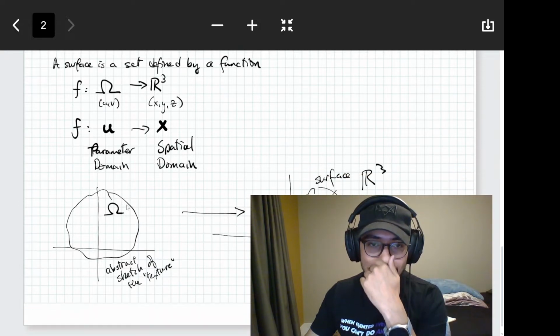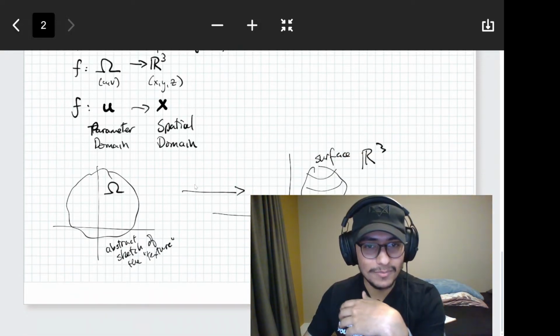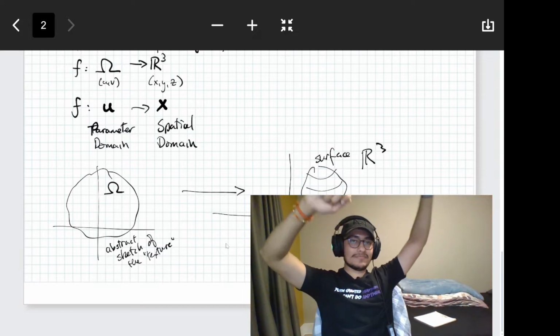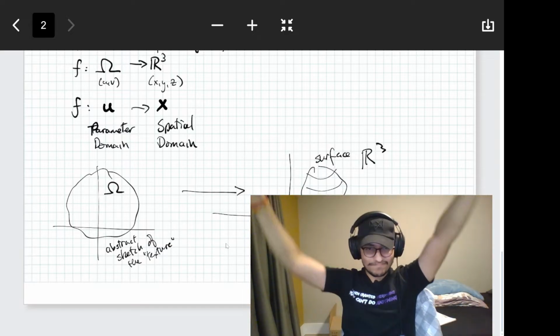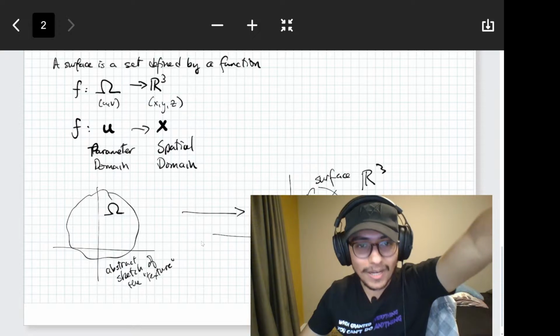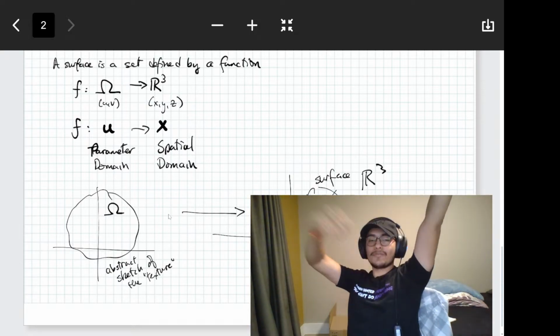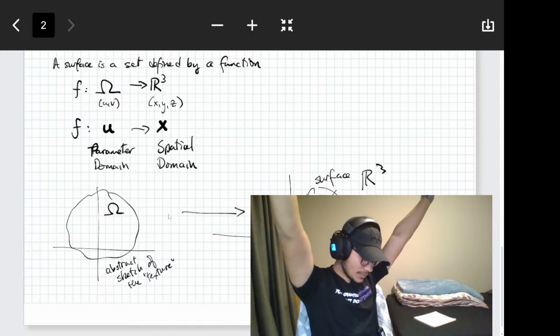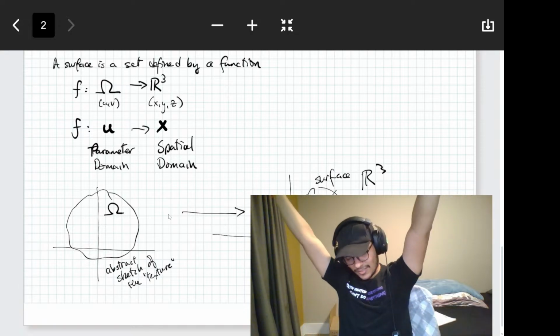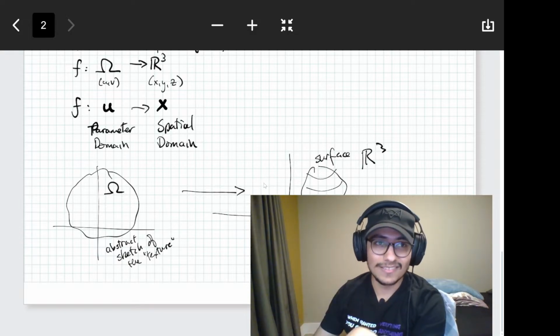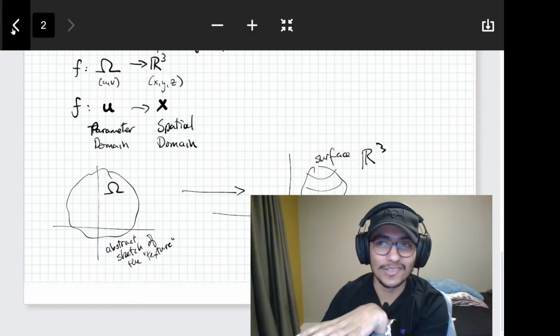So yeah, this is what it means by the graph. We are trying to map a curve in a 2D parameter domain to a 3D spatial domain, and this is the stuff we will build on top of.